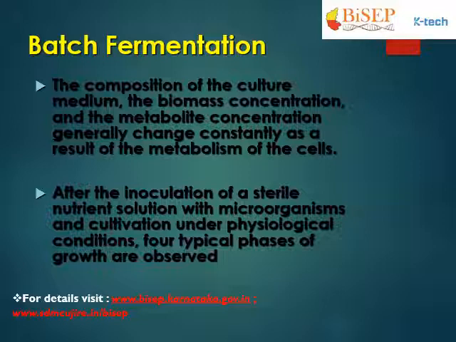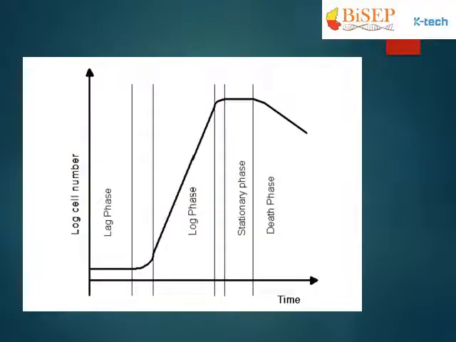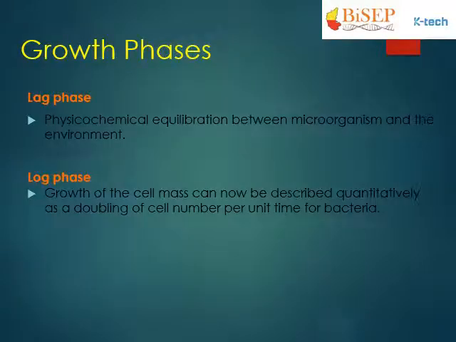After the inoculation of a sterile nutrient solution with a pure culture of microorganisms, and cultivation under important physiological conditions, we see the growth of microorganisms in different phases. As you can see in the picture, if you plot a graph of cell count versus time, the microorganism growth occurs in 4 different stages: the lag phase, log phase, stationary phase and the death phase.